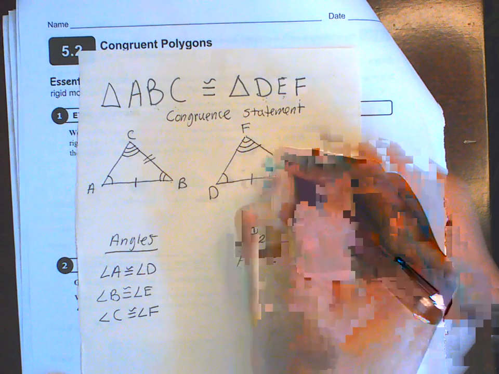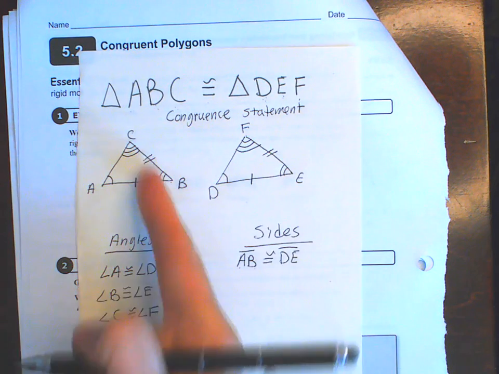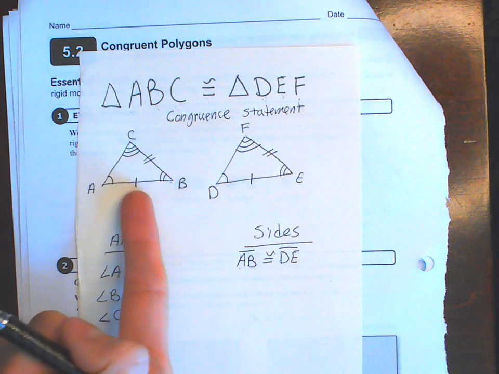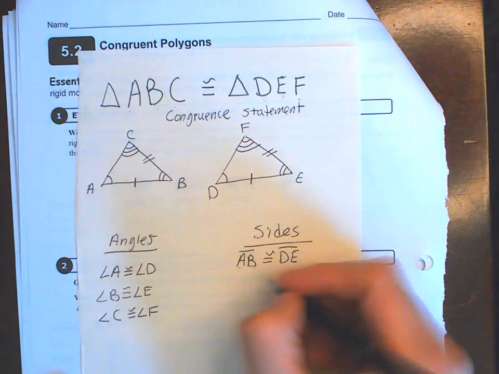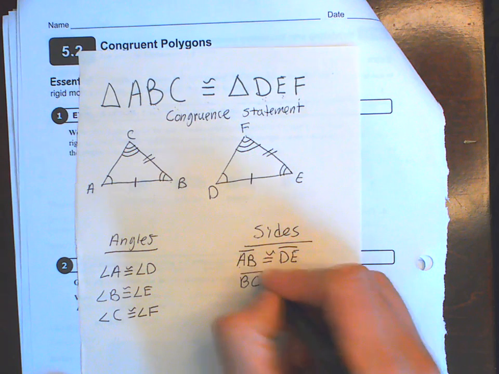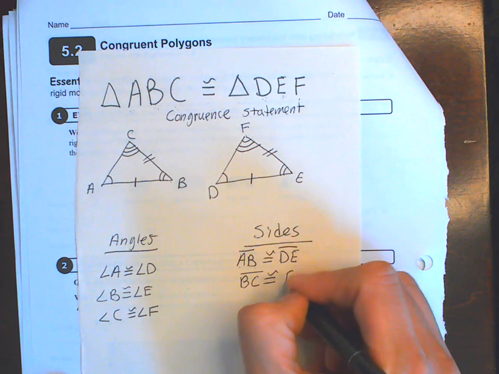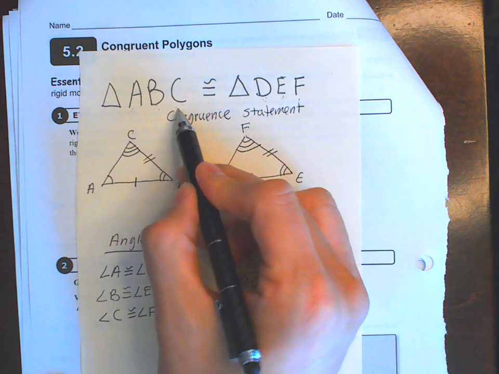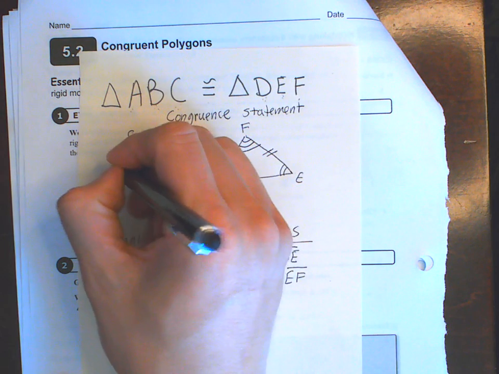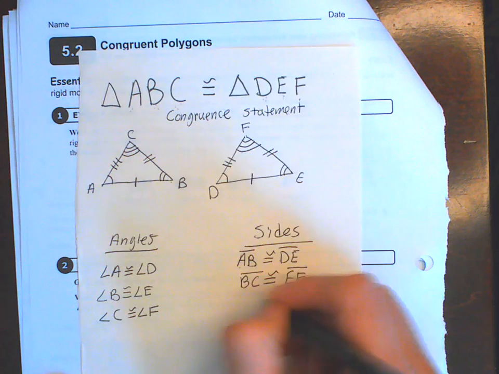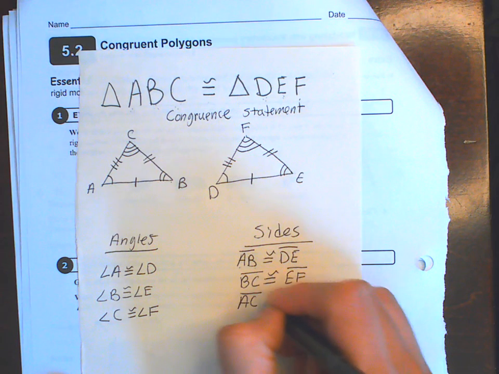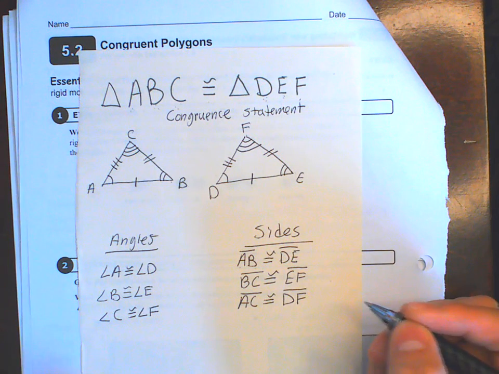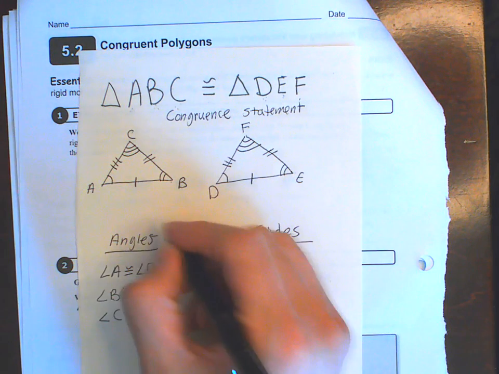The next one is BC and EF. Notice I'm doing two hash marks instead. If I were to do one, then I would be saying that this one and this one are the same, and that's not true. So BC congruent to EF. And the last one, AC and DF. So I'm going to use 3. AC congruent to DF. Okay, and we call these corresponding parts.